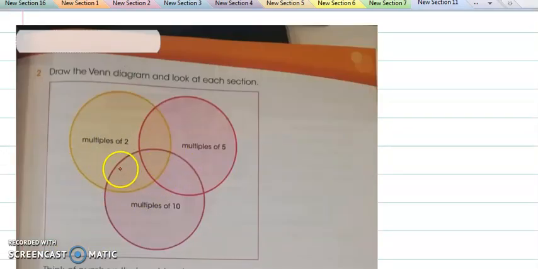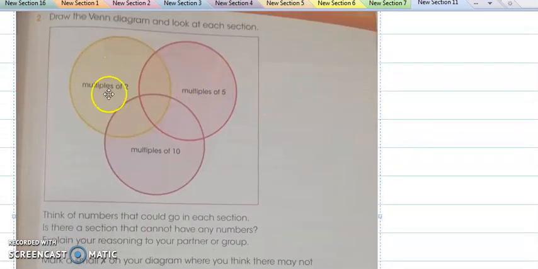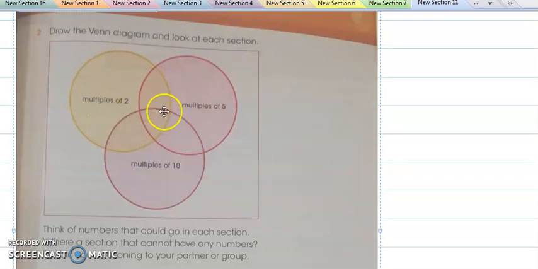This next question is from page 41 of your learner's book. The question is saying, draw the Venn diagram and look at each section. You can draw it separately in your notebook, or we have the space here already in the book. So let's see what we have to do here. It's showing 3 sections: multiples of 2, multiples of 5, multiples of 10.